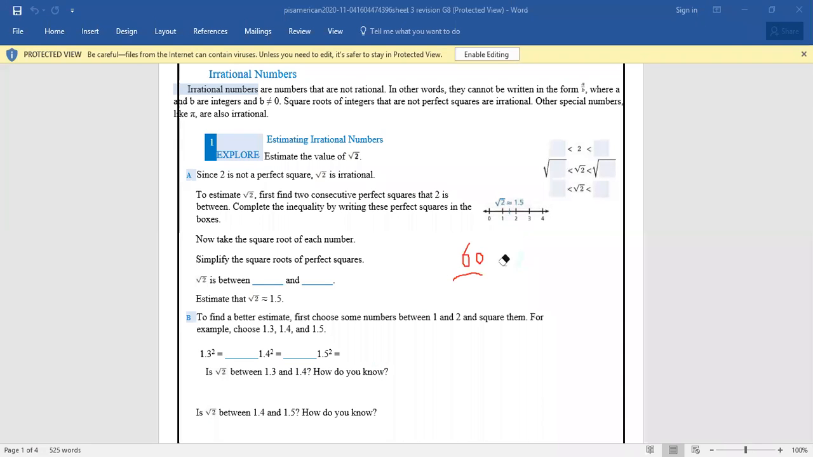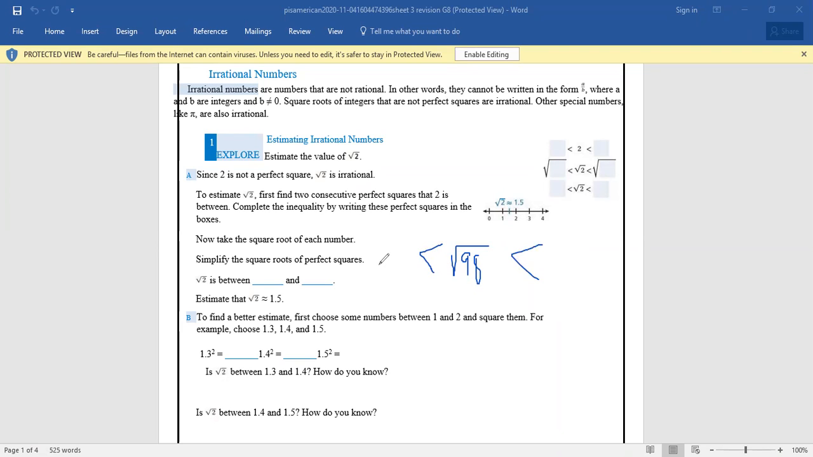81 and 100. Exactly, 81 and 100. So my question was square root 98, right? Yes, 98. So we are looking for the two perfect square numbers first.